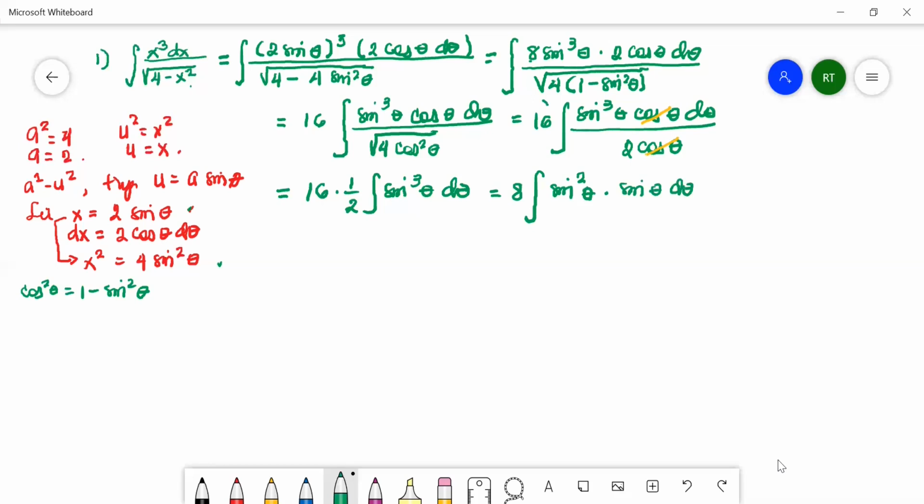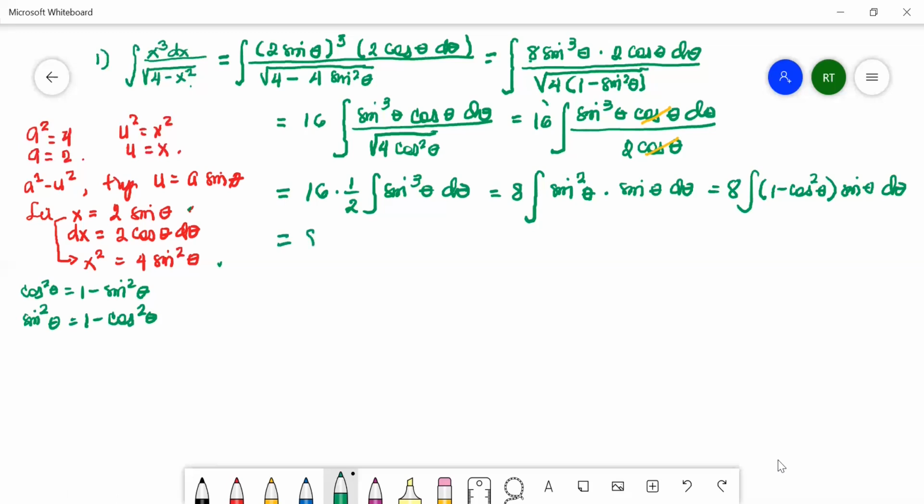And we can express sine square of theta in terms of cosine. Now take note that sine square of theta this time is equal to 1 minus cosine square of theta. Therefore, we will have 8 times the integral of quantity 1 minus cosine square of theta, close quantity, times sine of theta d theta. And we can express this as sum or difference of integrals, and we need to distribute 8 also.